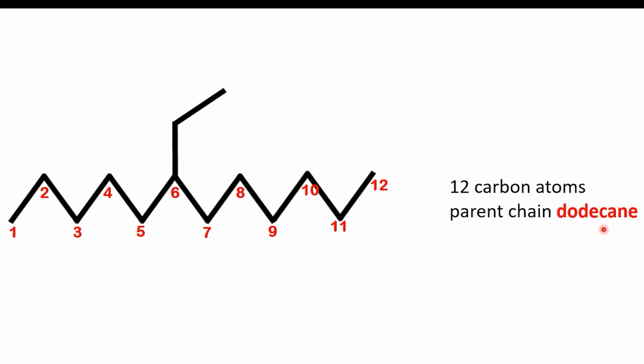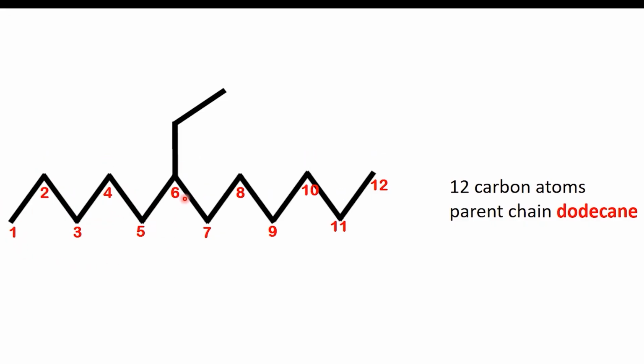Next, we need to number the chain to ensure that the substituent receives the lowest possible number. Starting from this end of the chain, the substituent is located on the 6th carbon. If we were to number from the opposite direction, it would fall on the 7th carbon, which gives a higher number. To follow the naming rules, we number it from the end that places the substituent at position 6.